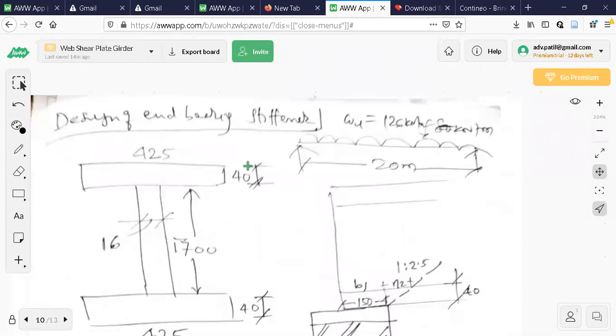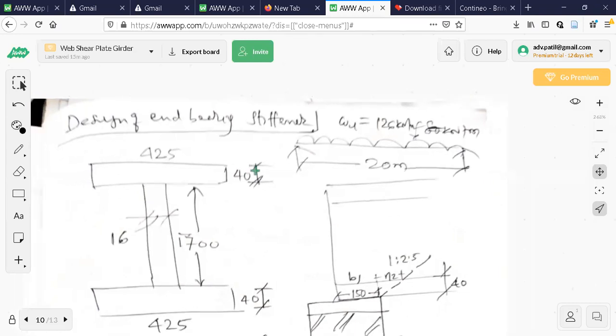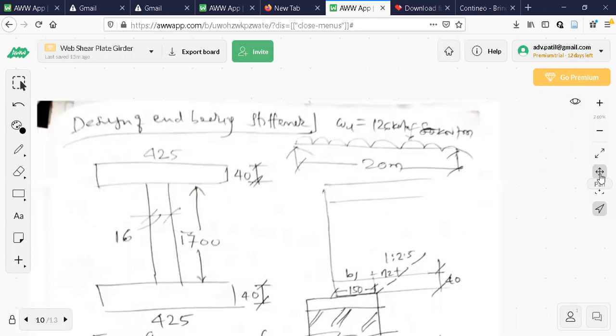The stiffeners which are very close to the support, we call them end bearing stiffeners. If you see any plate girder, specifically railway bridges, most railway bridges are steel bridges only. Rarely do you come across masonry or RCC bridges. In a railway bridge, you cannot imagine a plate girder without end bearing stiffeners and intermediate stiffeners. That is why try to understand. It is not a difficult design.